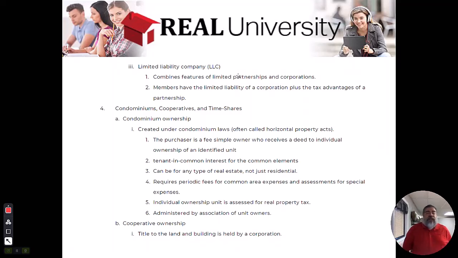Now, let's talk a little bit more about some different types of properties that are in this area. The first one we're going to talk about is going to be a common condominium.